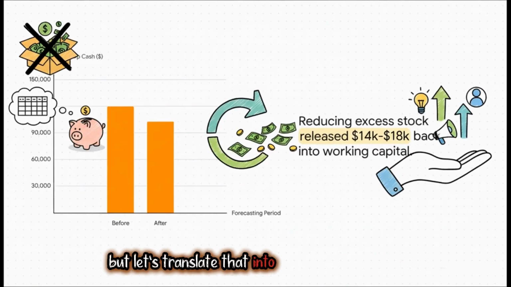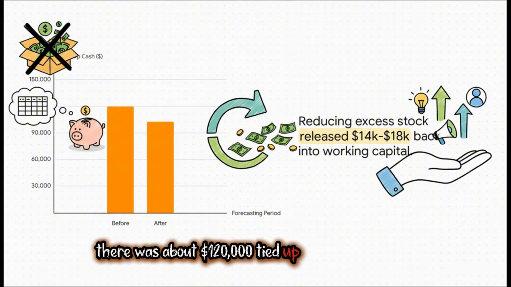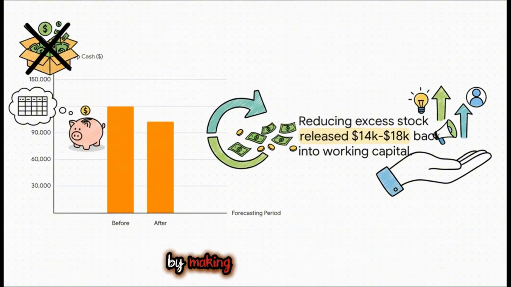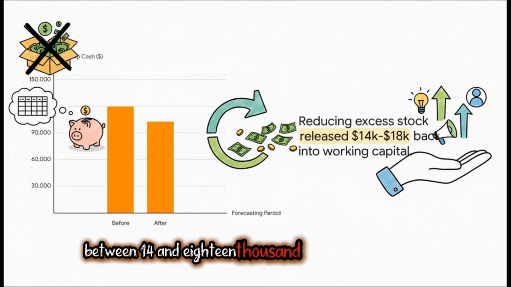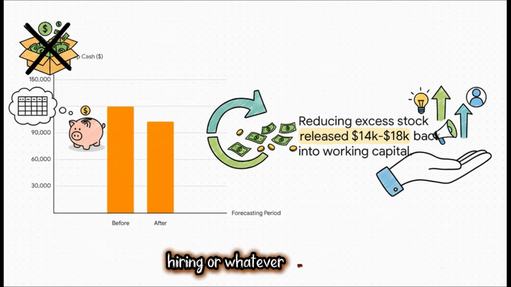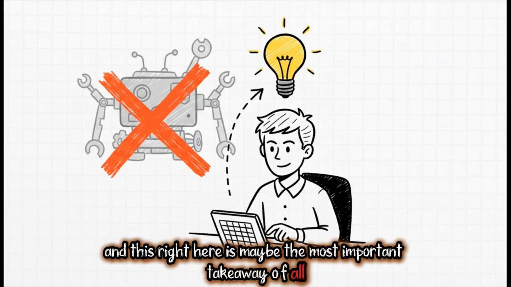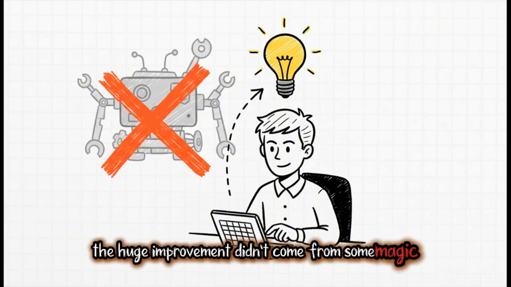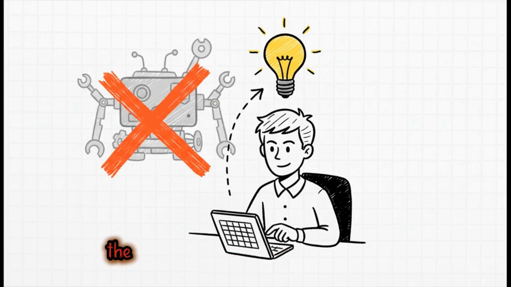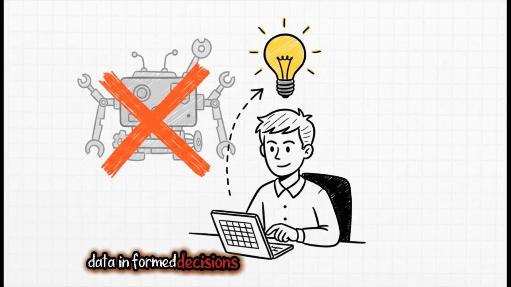But let's translate that into what really matters, cash. In this model, there was about $120,000 tied up in stock that just wasn't moving. By making smarter decisions, between $14,000 and $18,000 of that cash was freed up. That is real money, back in your bank account, ready to be put to work on marketing, hiring, or whatever you need. And this, right here, is maybe the most important takeaway of all. The huge improvement didn't come from some magic algorithm or a pricey new platform. The win came from empowering people to make consistently better data-informed decisions. It's about making you smarter, not replacing you with a machine.